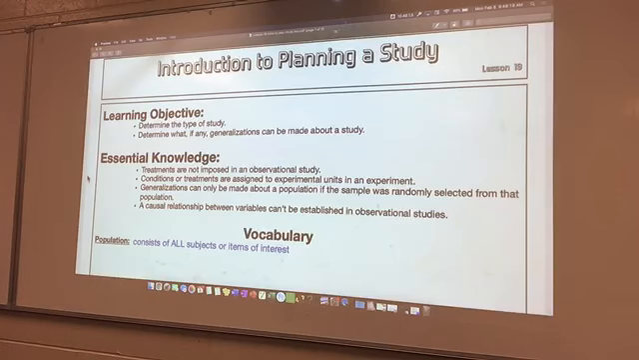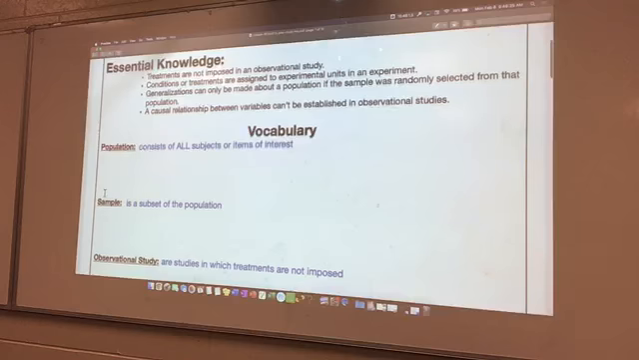All right, lesson 19. This particular lesson is about determining the type of study. As you were writing through your vocab, we're going to have experimental and observational. There's a couple different types of them.